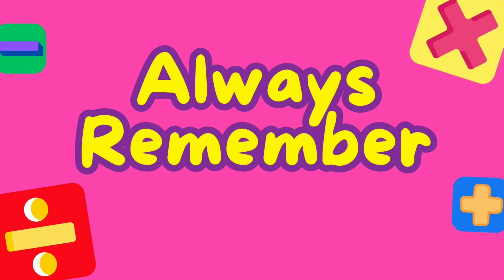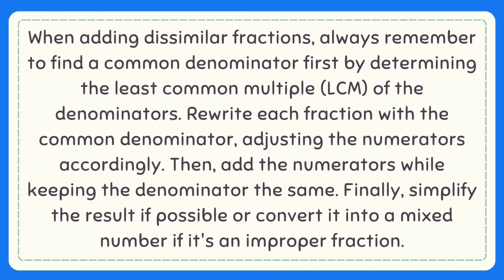Always remember, when adding dissimilar fractions, find a common denominator first by determining the least common multiple or the LCM of the denominators. Rewrite each fraction with a common denominator. Adjust the numerators accordingly. Then, add the numerators while keeping the denominator the same. Finally, simplify the result if possible or convert it into a mixed number if it is an improper fraction.